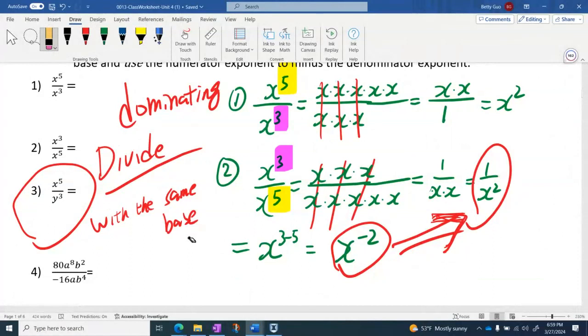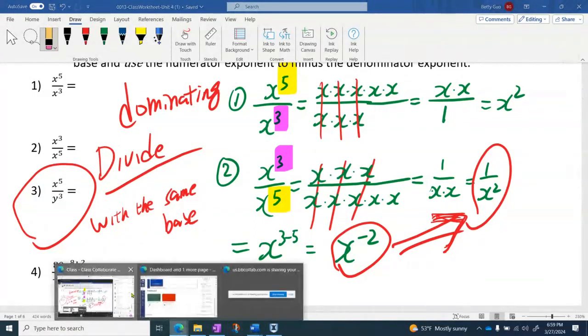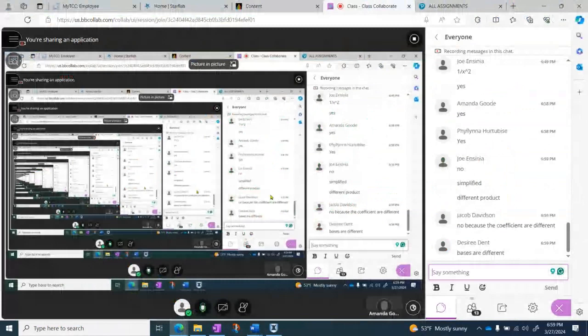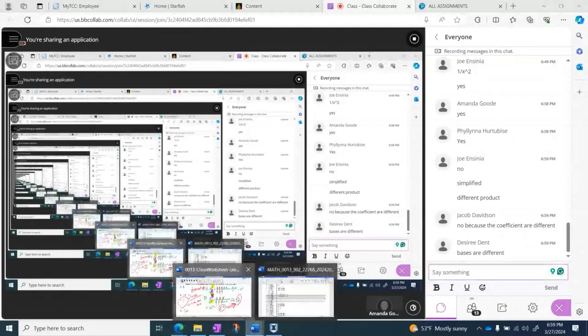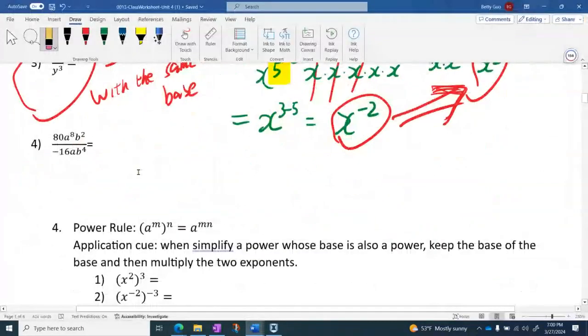Exactly. We cannot use the quotient rule for number 3 because the two exponential expressions do not have the same base. I put a question there just to remind us when we can apply the rule. When we divide two exponential expressions with the same base. If they do not have the same base, then we can't. Bases are different. Exactly. Very good. And now we're going to process a bigger, more complicated question.